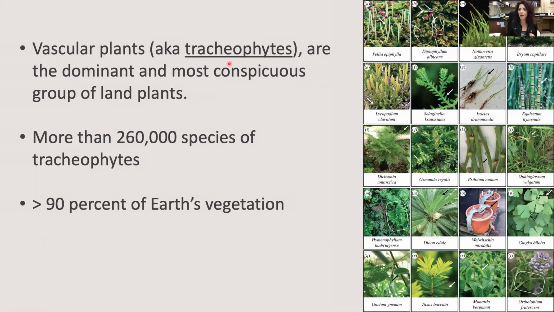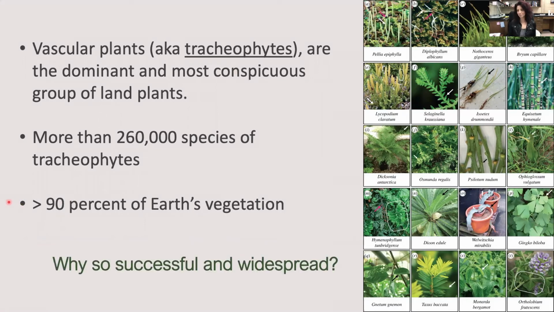So these are the dominant and most conspicuous group of land plants that is on our earth today. We have more than 260,000 species of vascular plants today. So again, wide breadth of biodiversity represented in our vascular plants, and they actually make up more than 90% of the vegetation on our planet.